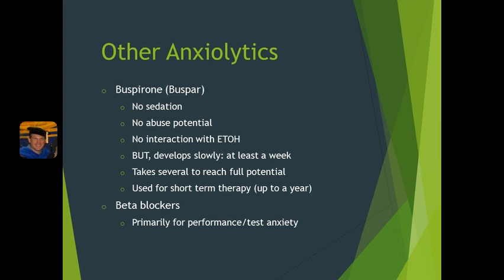You can also use beta blockers, and that is going to be primarily for performance or test anxiety. So if the thought of something causes you to be anxious and you get your heart going, you've got the heart rate thing and your hands are shaky and you're experiencing a sympathetic response, beta blockers can actually help with that.